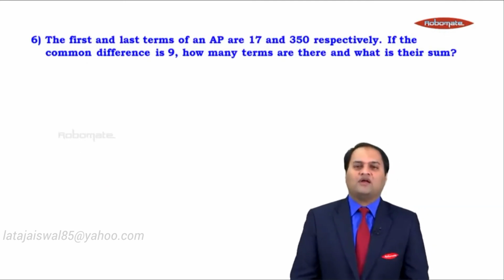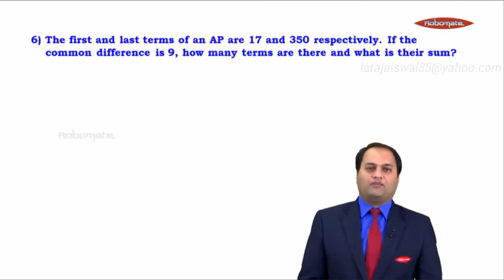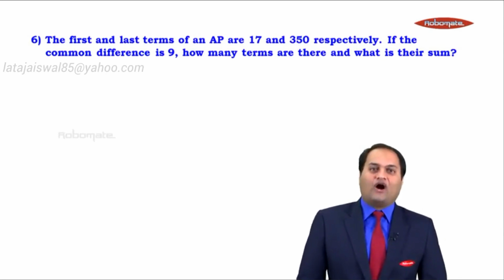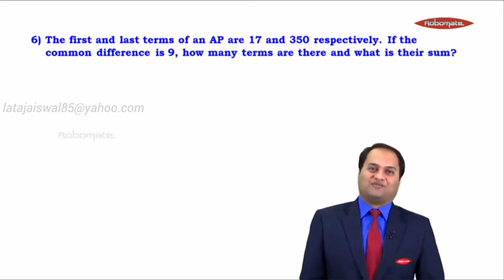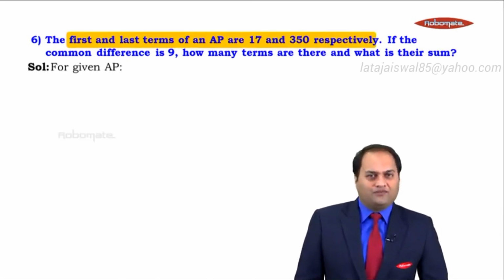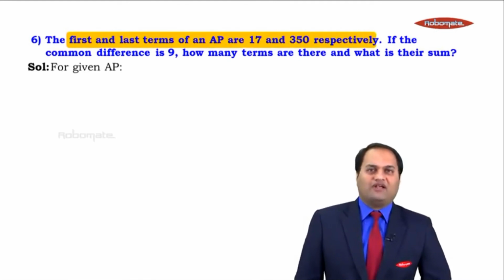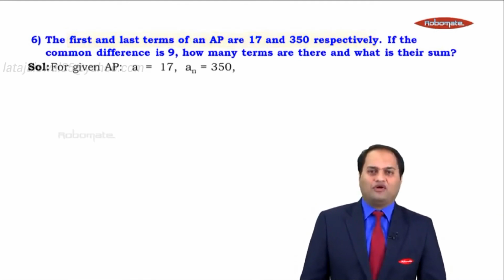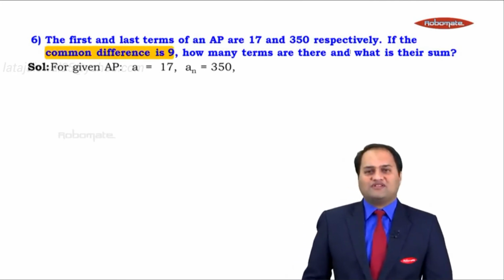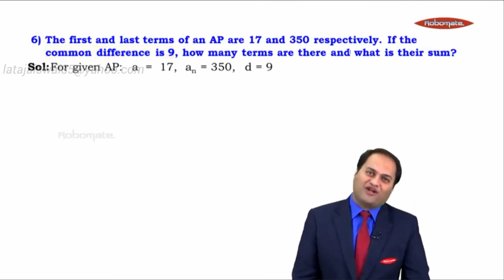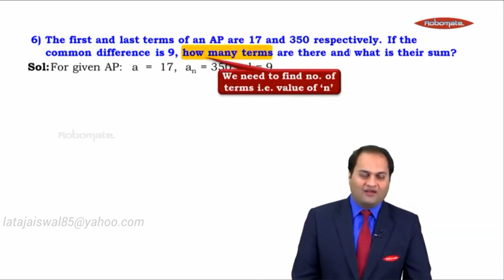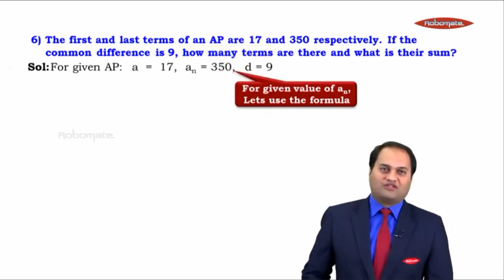Sum number 6. The first and the last terms of the AP are 17 and 350. If the common difference is 9, how many terms are there and what is their sum? Very, very simple sum again. For a given AP, the first and the last terms are 17 and 350. So can we say A is equal to 17 and AN is equal to 350? The common difference is 9. So can we say D is equal to 9? How many terms are there? We are supposed to find N. And what is their sum? So we are supposed to find SN.